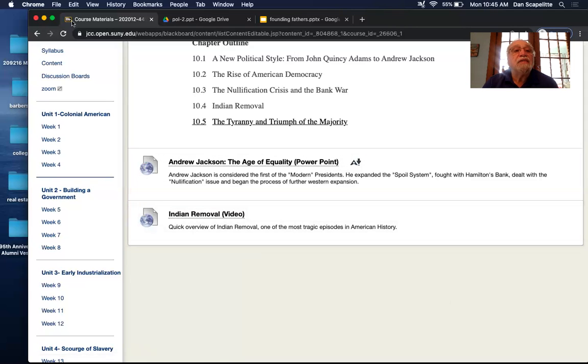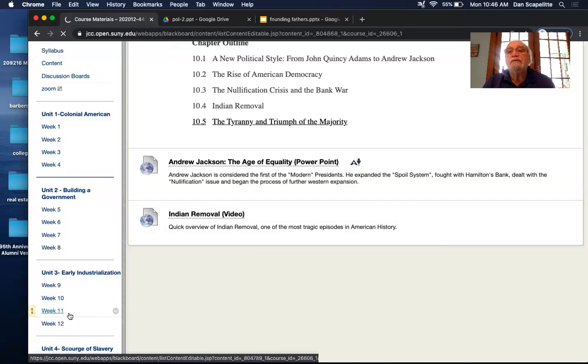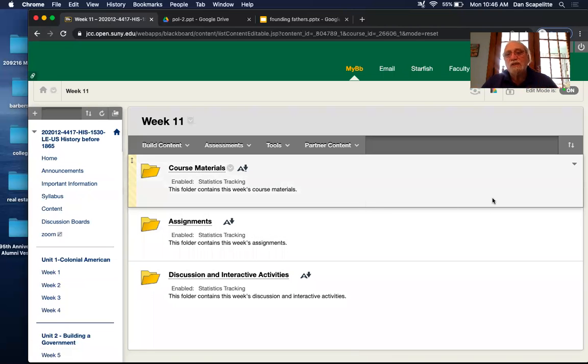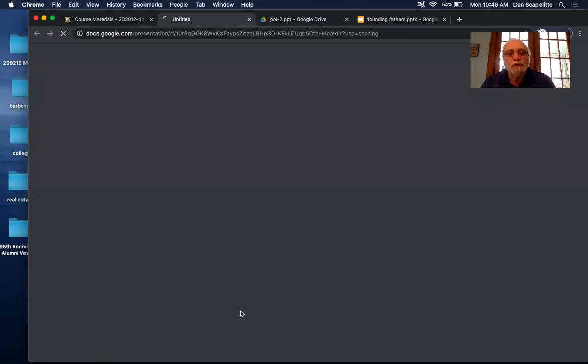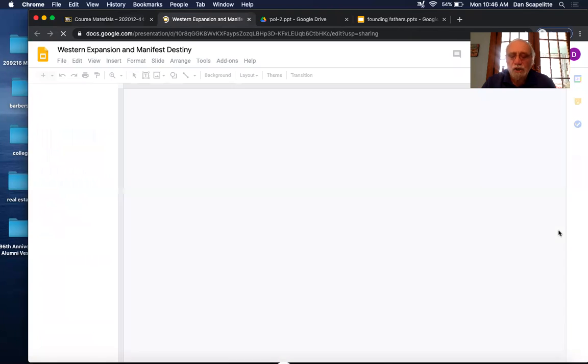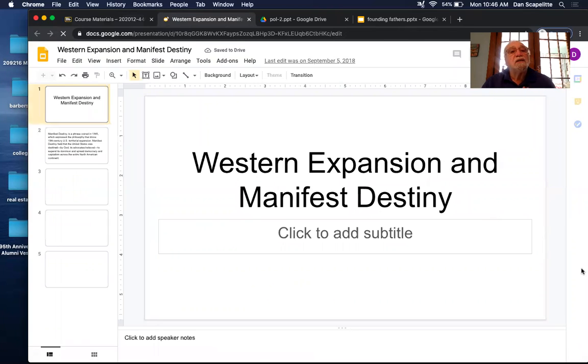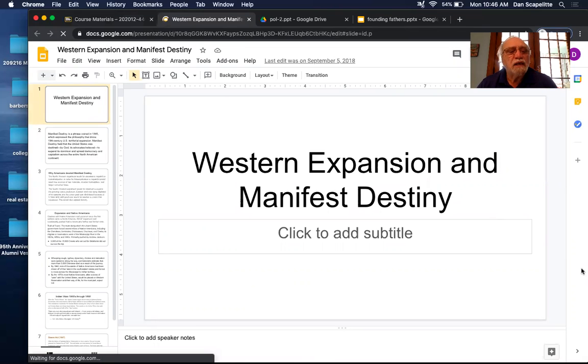Okay, so I think that helps you on the Jackson piece. Again, read the text, look at the videos, and I think that Jackson's pretty well covered. Okay, the second question has to do with this concept of manifest destiny, and really manifest destiny and Jackson kind of converge with one another. It happens at the same time. This idea that it is our destiny to move farther and farther west, to go from sea to shining sea, and that is in week 11 where you'll see Western expansion and manifest destiny.